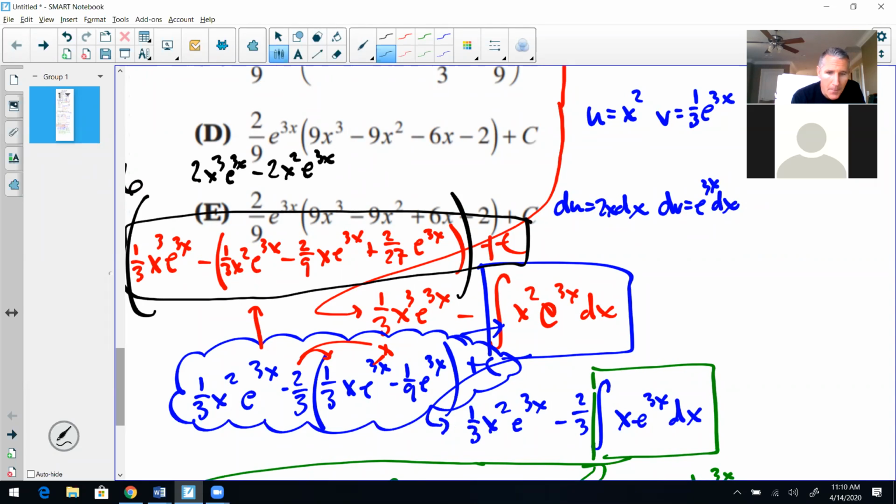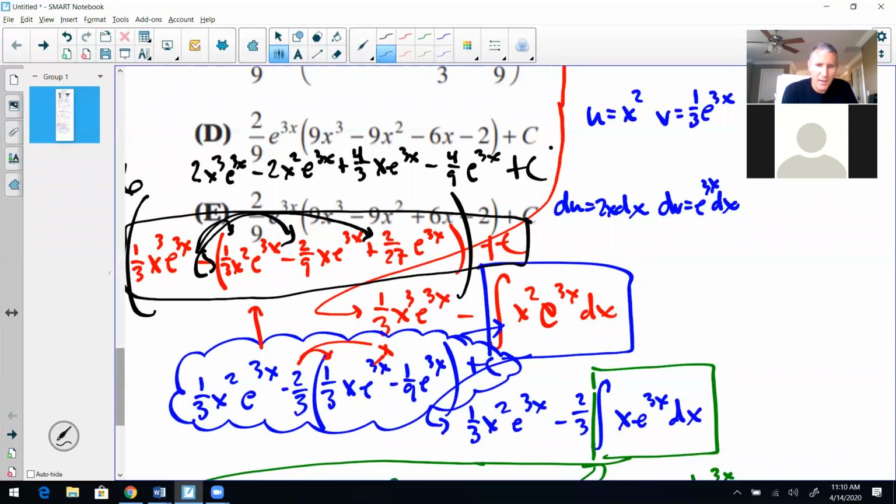And then that's going to be plus because you're going to distribute through by that. So plus 4/3 x e to the 3x. And then that's going to be minus, because you're going to distribute through that negative to that guy. So minus 4/9 e to the 3x. And don't forget your plus c. So this is my answer.